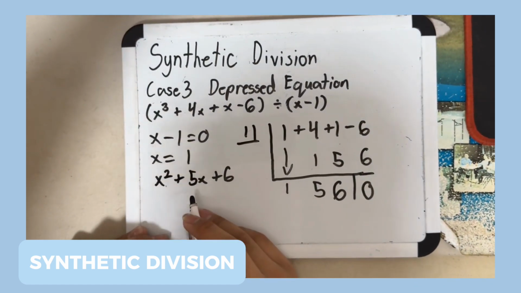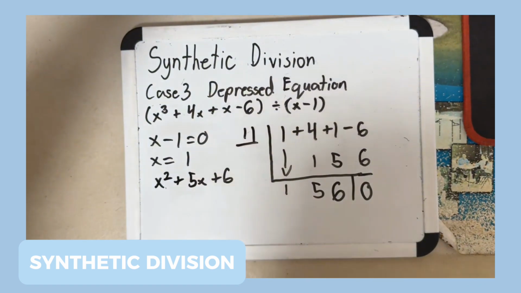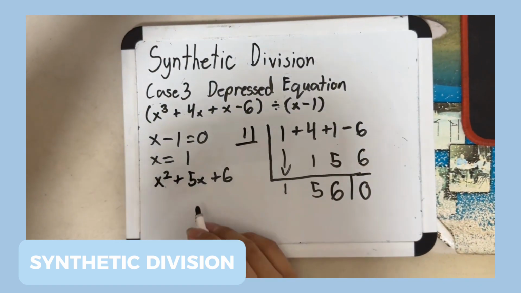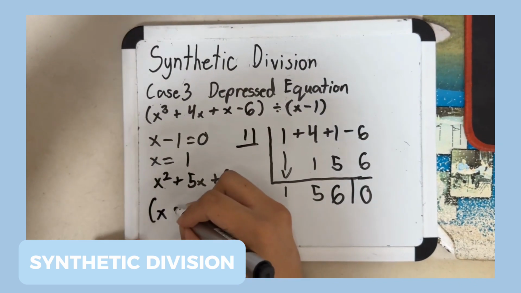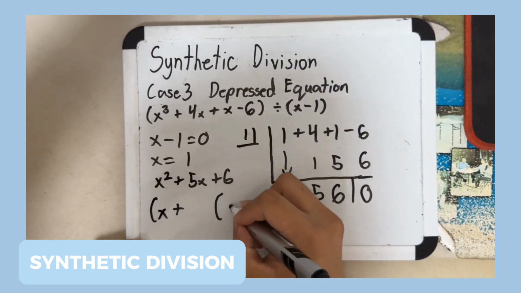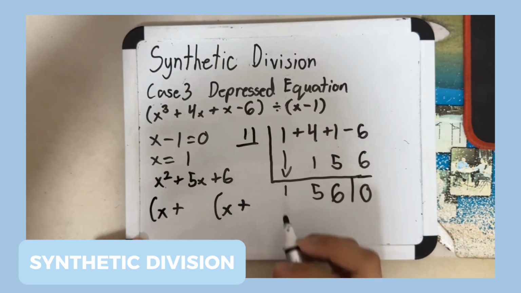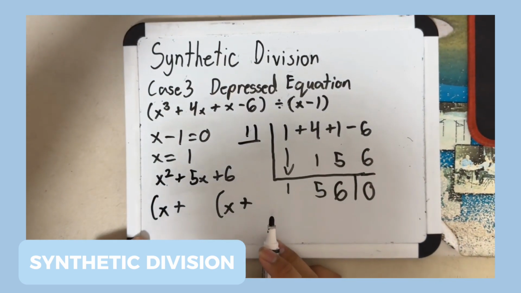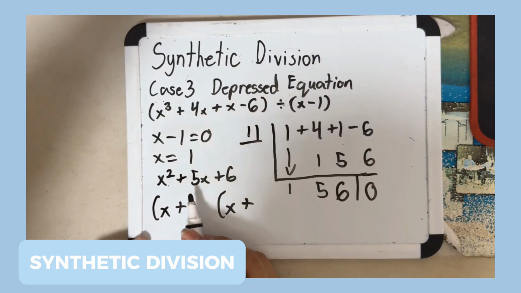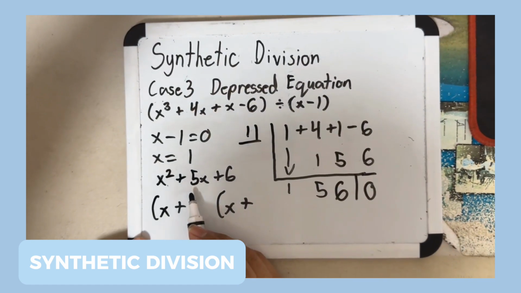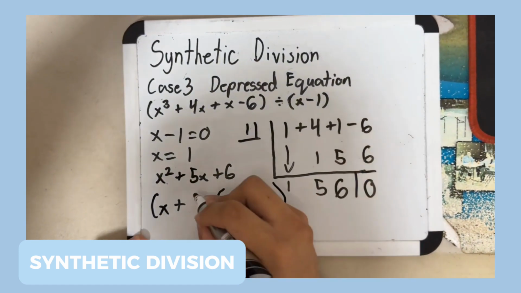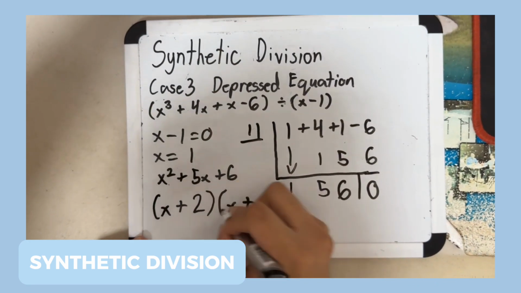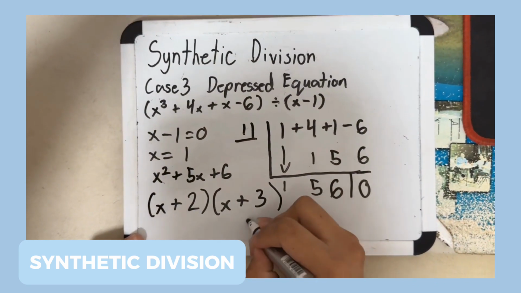So we still need to find the factors of this equation. X plus, since it's both positive, 2 plus 3 equals 5. 2 times 3 equals 6. So those are the factors of this equation, 2 and 3. This is your final answer.